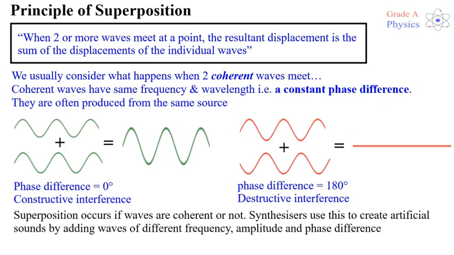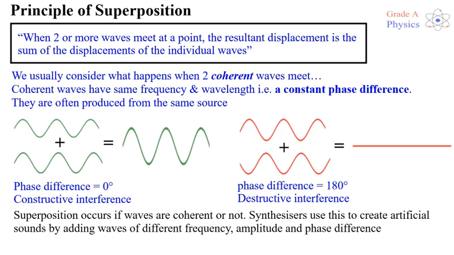There are a lot of examples of this in the real world as well. Now the principle of superposition, this is something that you need to know for the exam. When two or more waves meet at a point, the resultant displacement is the sum of the displacements of the individual waves. We normally talk about this when two coherent waves meet. If we have coherence, then the two waves are identical. They have the same frequency and the same wavelength. However, the definition we use for coherence is two waves with a constant phase difference. That might be a constant phase difference of 0 if they start at the same point, or 180 degrees if they start half a wavelength out, but there is no change in that phase difference.